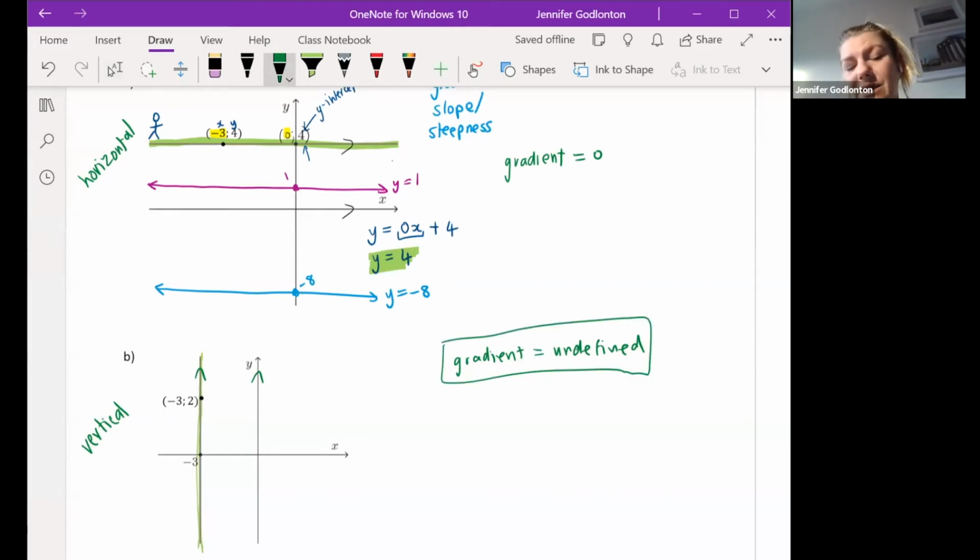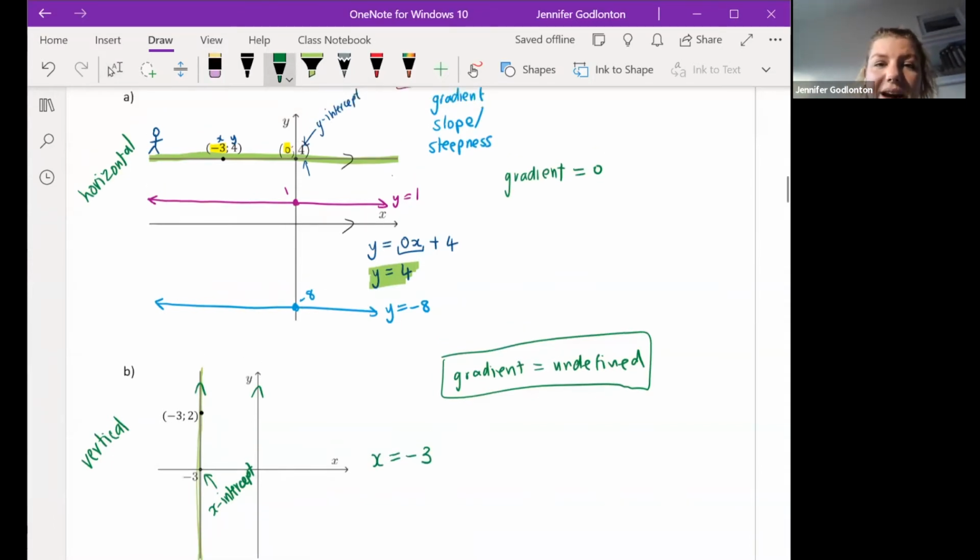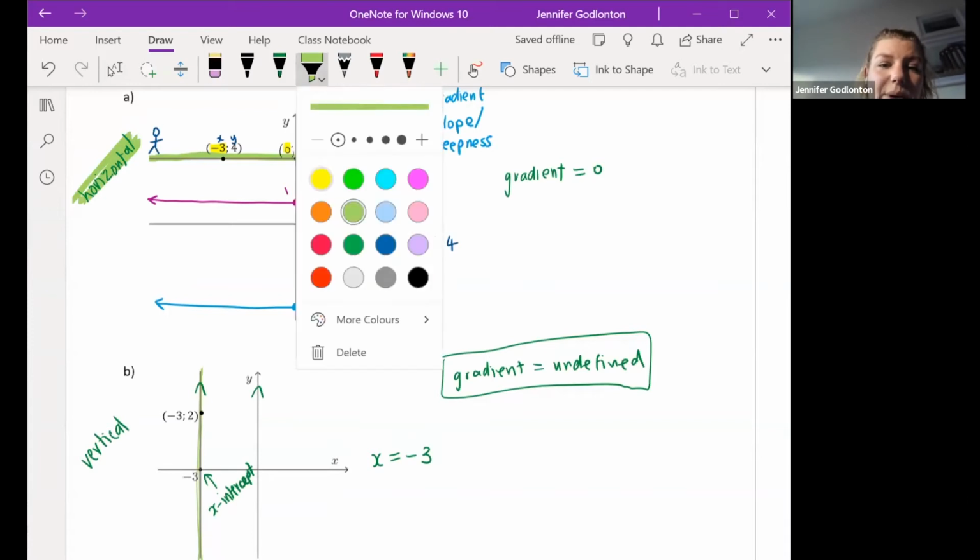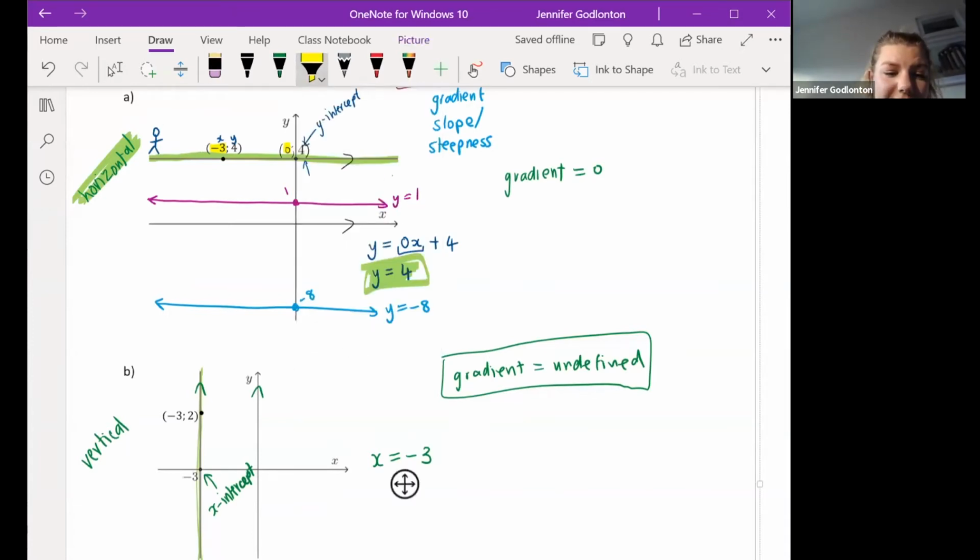Because of that, we can't use our y equals mx plus c at all. We just say what our x value is. So we look for our x-intercept. And over here, our x-intercept is -3. And so we would say x is equal to -3. So when we have a horizontal line, we're going to have y is equal to something. And when we have a vertical line, we're going to have x is equal to something.